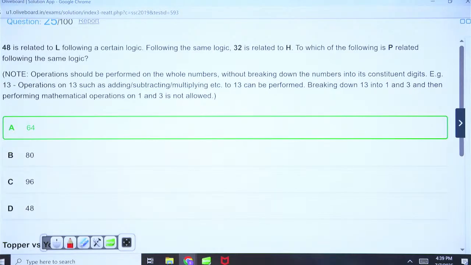Sure, Purnima. Sure. Puzzle and sitting arrangement. I'll arrange some class for it.